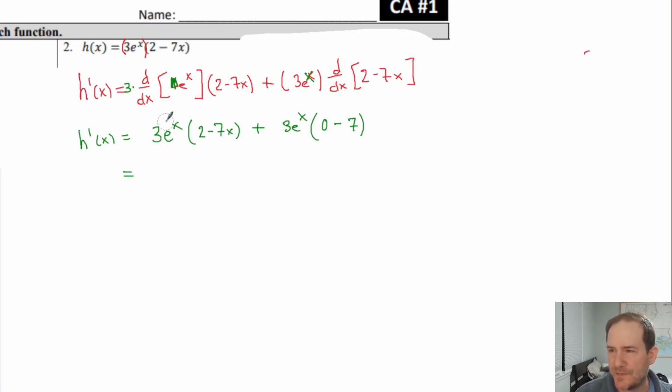I guess I would distribute the 3e to the x. So I'd get 6e to the x minus 21x e to the x. And then this, I guess I shouldn't have drawn that plus. Since this is just a negative 7 really, we get negative 21 e to the x.